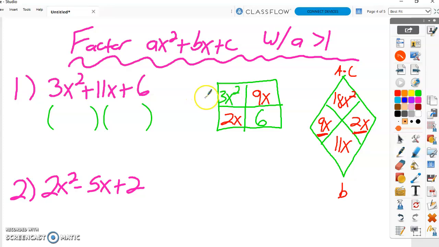Okay, so looking at our rows, what is our GCF? Well, we've got 3 and 9, so out of 3 and 9, the GCF is 3, but we also have an x in each one of these. So we're going to take out 3x, that is the GCF. In our bottom row, we just see that we have numbers in common, so the GCF between 2 and 6 is 2.